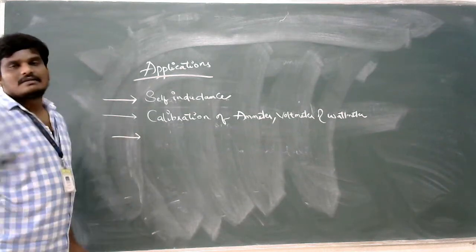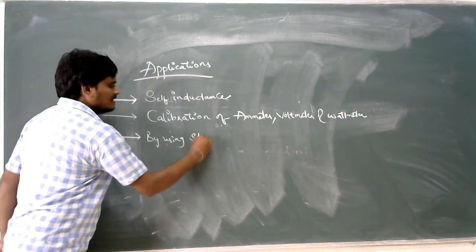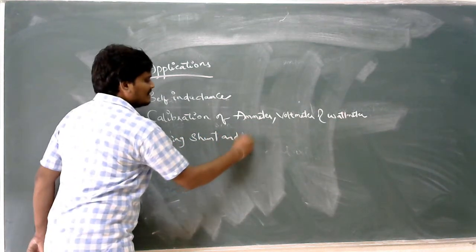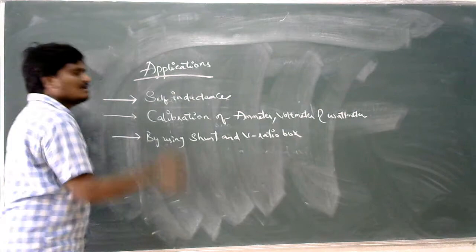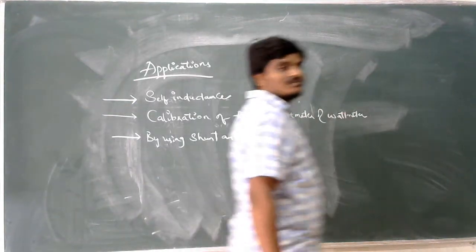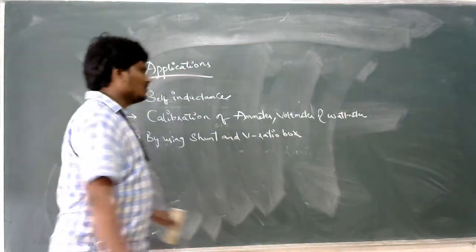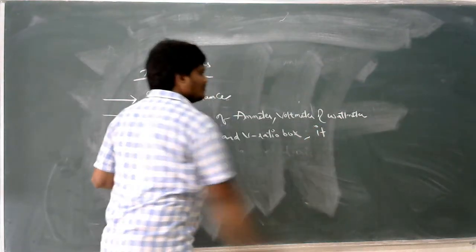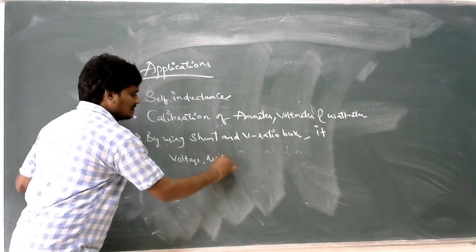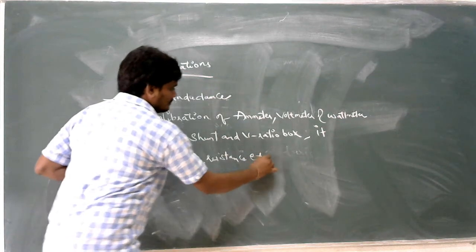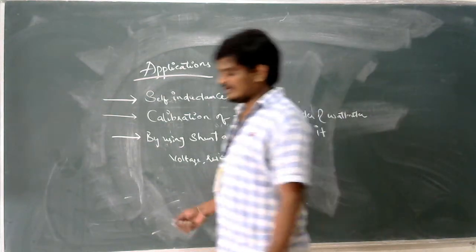Coming to the third application, by using a shunt and a voltage ratio box along with the AC potentiometer, it can also be used to measure voltage, resistance, etc. These are the major applications of the AC potentiometer.